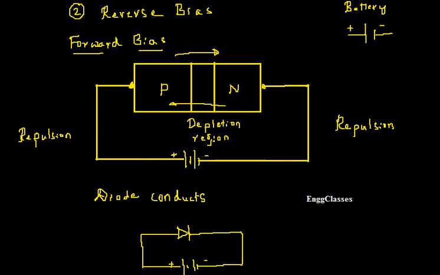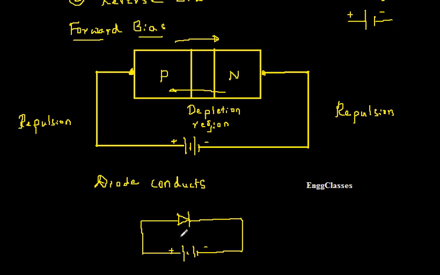And I would say that the diode conducts. And if I want to represent the same symbolically, I use the symbol of the diode and connect the p type to the positive and the n type to the negative. This is how I represent it symbolically. I hope everyone has understood what happens in forward bias.